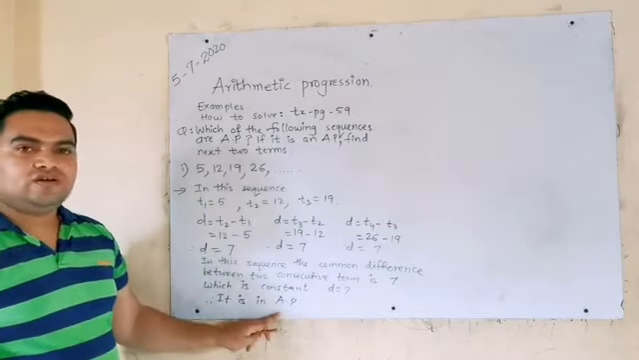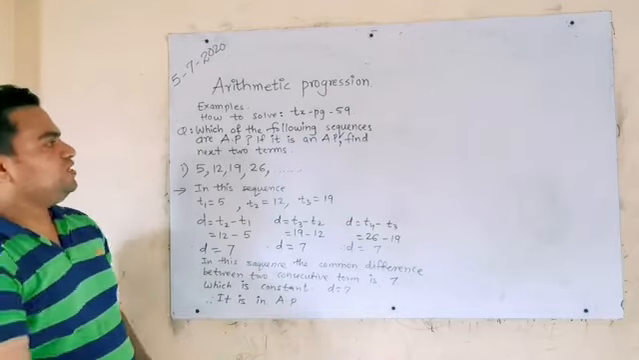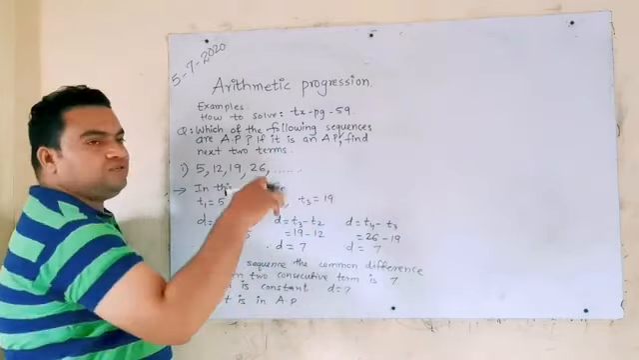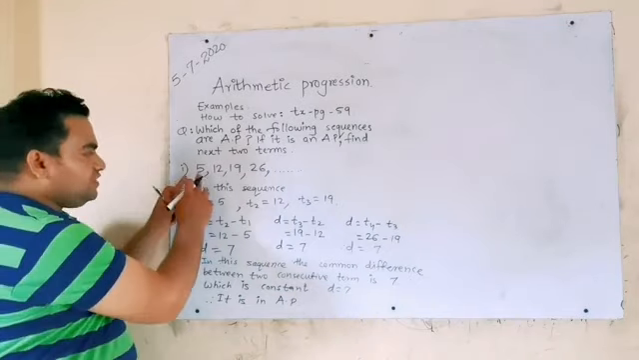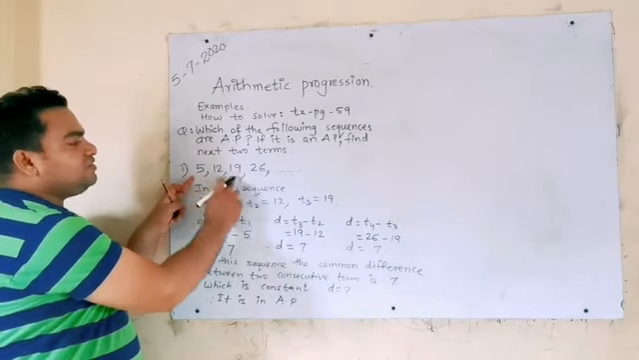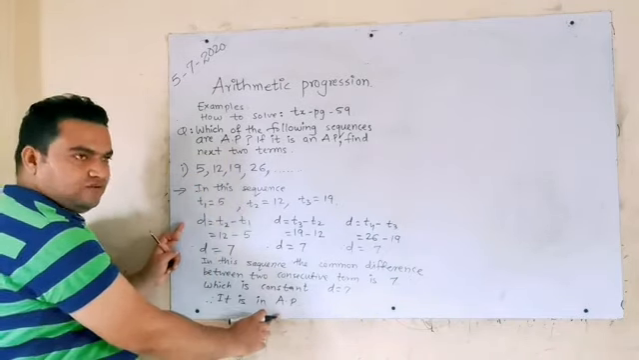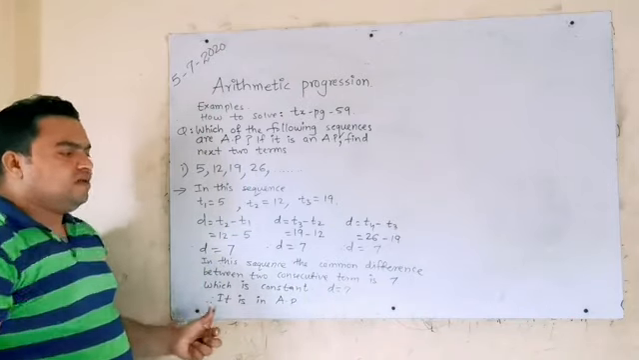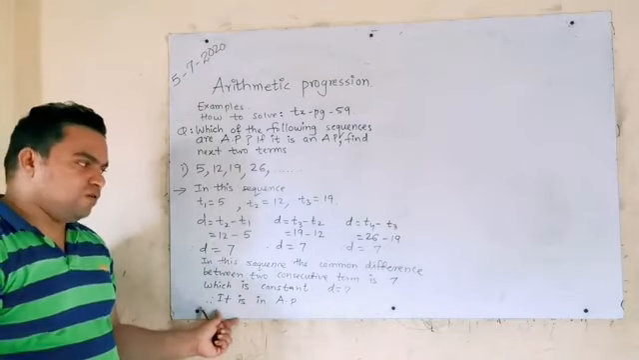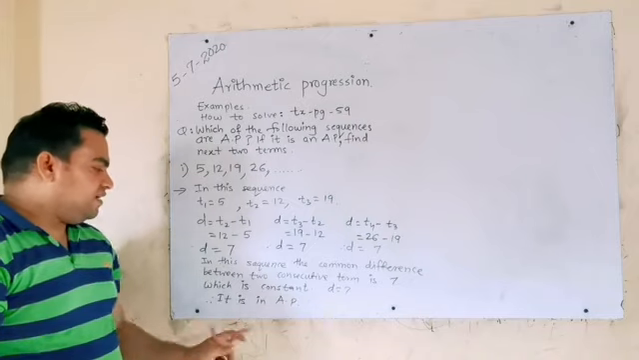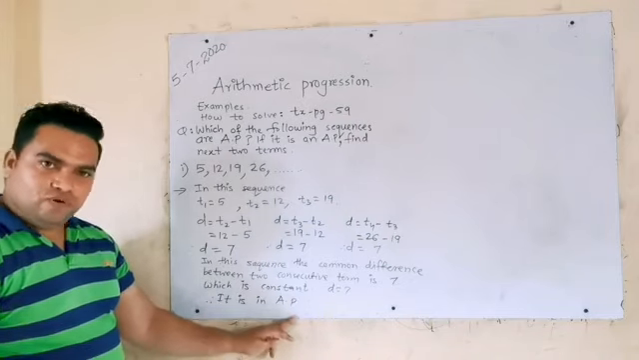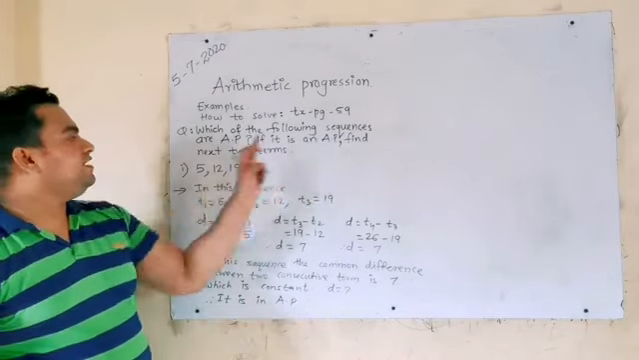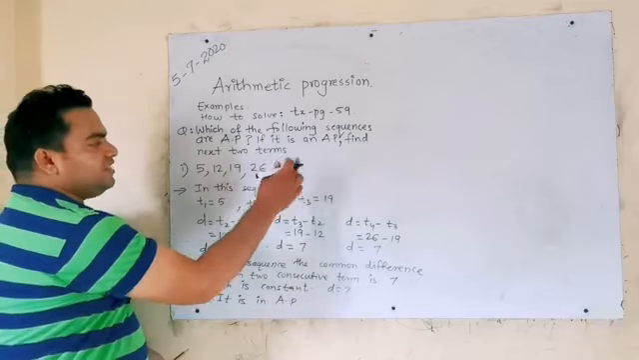Here, is your question solved? No, because one more question is there. Can you see here? Find next two terms. It means first we have to solve whether this given sequence is arithmetic, yes or no. Yes, because the common difference between two consecutive terms is constant, the same, that is 7. Therefore, it is in arithmetic progression. Now we have to find the next two terms after this.